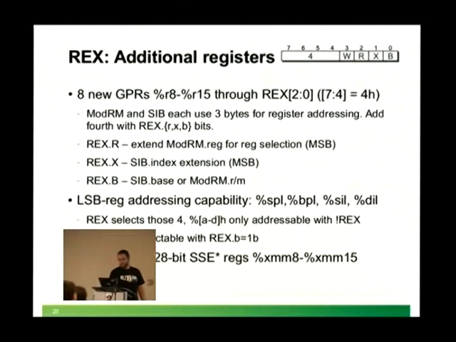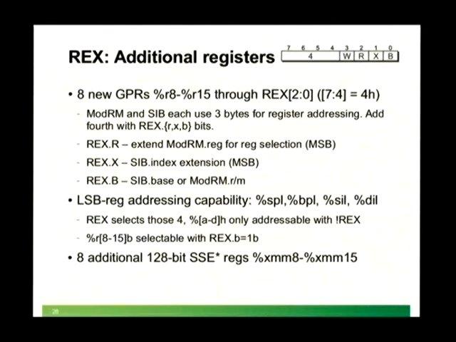Okay. Right, so we said that already. 8 new GPRs are specified by using bits 0 to 3 from the rex prefix. In order to address 16 registers, you need another bit. How this is done: the R bit, rex R, extends the ModRM reg. We saw that before. The X bit extends the index of SIB, and the B bit extends the base, the RM part of ModRM. You can also address the least significant byte registers.